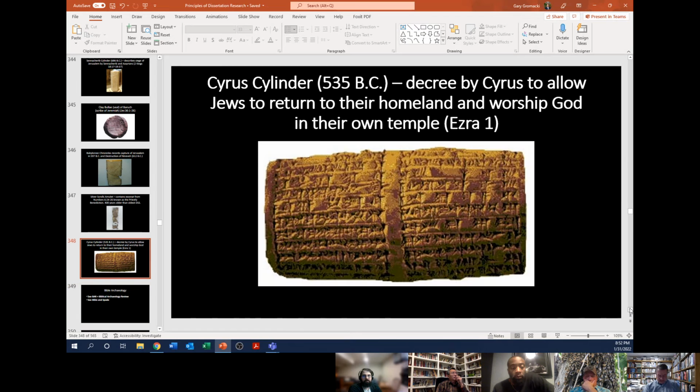We finished with the Cyrus cylinder, the decree by King Cyrus, which permitted the Jews to return to their homeland to worship God in their own temple. Again, Ezra chapter 1. So all of these discoveries give us information, right? Historical confirmation of events, people, places from the Bible. So the value of archaeology.